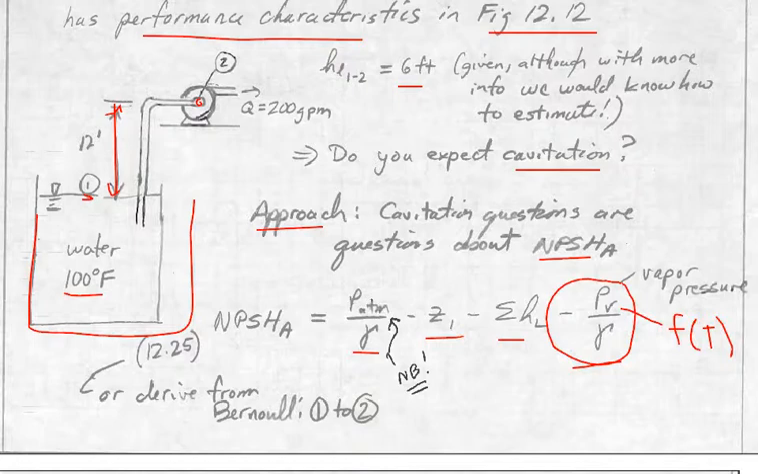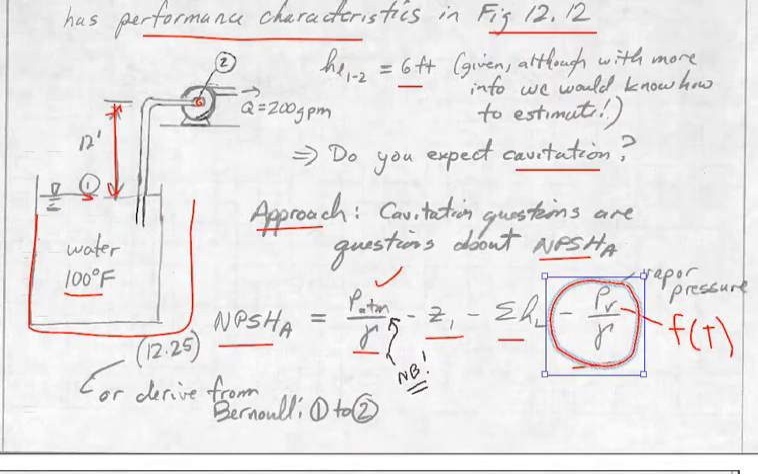That's really what we're asking: is the net positive suction head that's available greater than what's required by the pump? So what's available is just from this equation. Remember, we use absolute pressure terms here because we've got to use basically atmospheric pressure and vapor pressure. So we need to use the absolute terms here, not the gauge pressures.